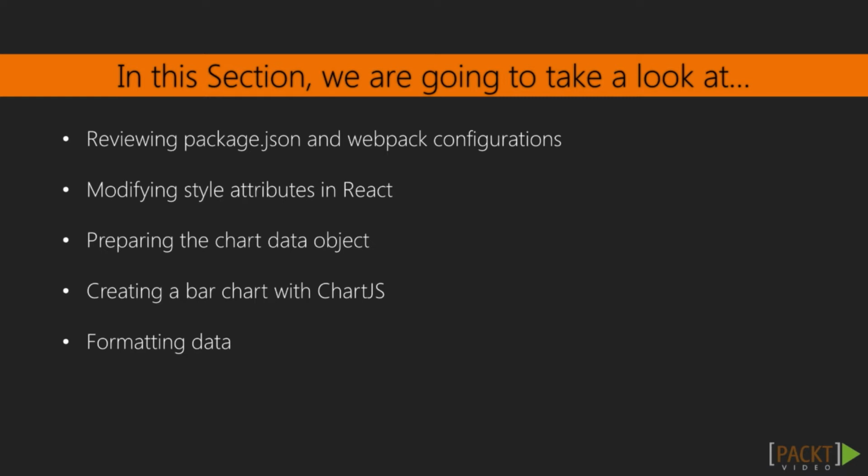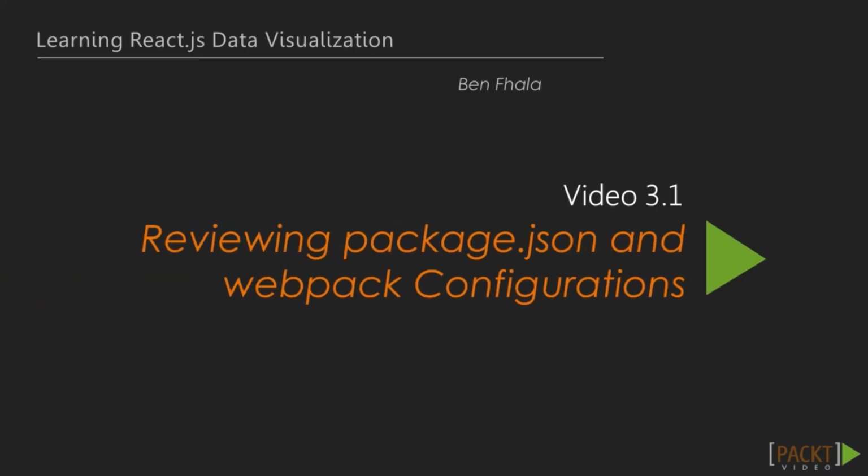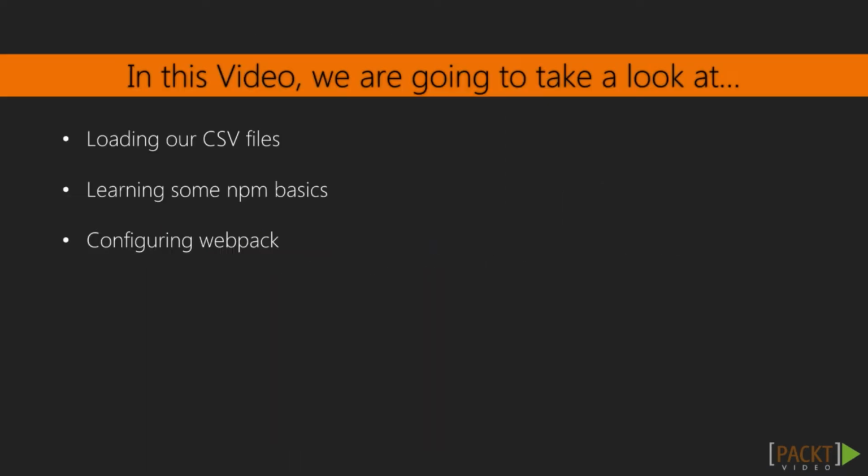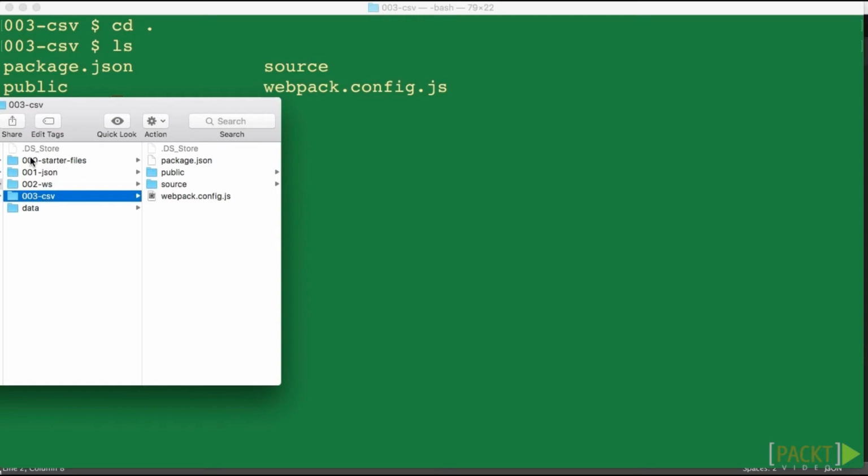We're going to load in a CSV file. We're going to create a bar chart using chart.js. And we're also going to take a look at how we configure our data to fit our needs, or how we convert that CSV file to be more specifically useful for our needs in our chart. With that said, let's jump right into our first lecture where we're going to be reviewing package.json and the Webpack configurations. We're going to load in a CSV file, and we're going to learn the basics of NPM and configurations of Webpack.